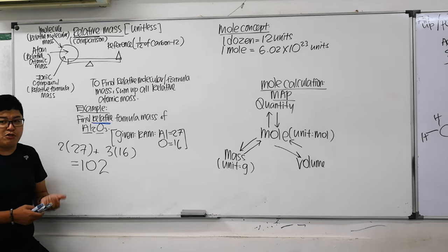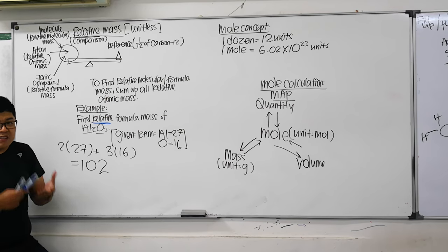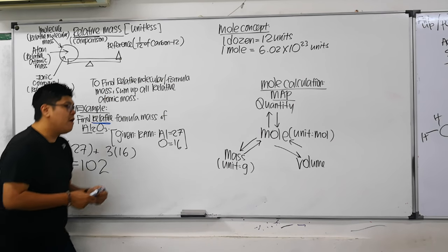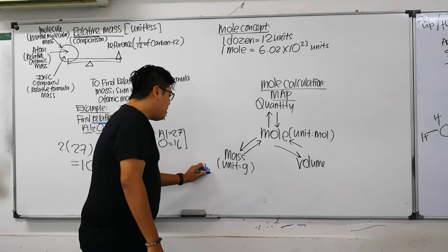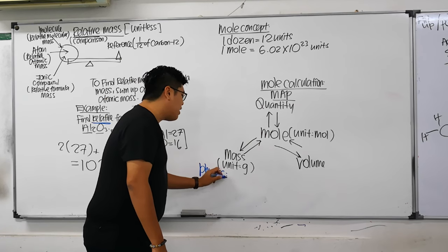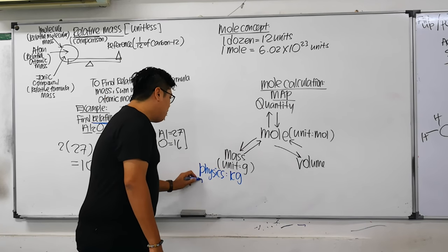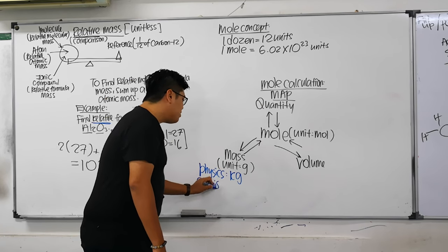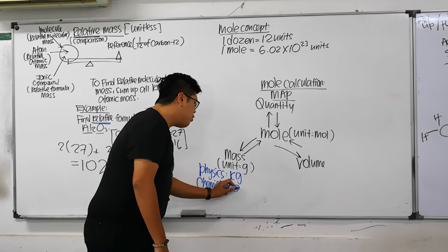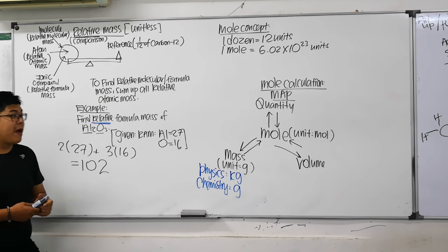One of the misconceptions for many people is this: you learn physics and physics confuses you, because in physics the unit for mass is kilogram. For chemistry, we don't use kilogram, it's too much already. We use gram. So please be very careful, okay?